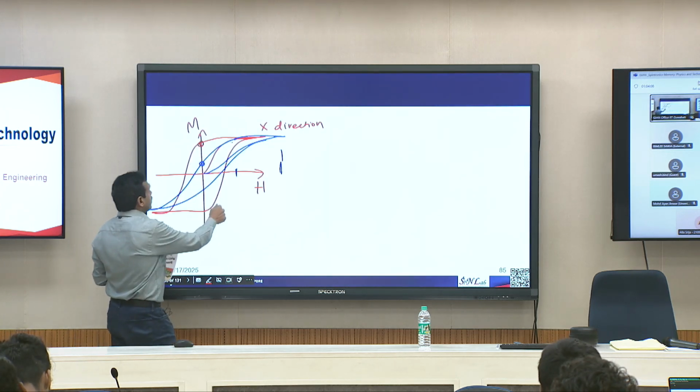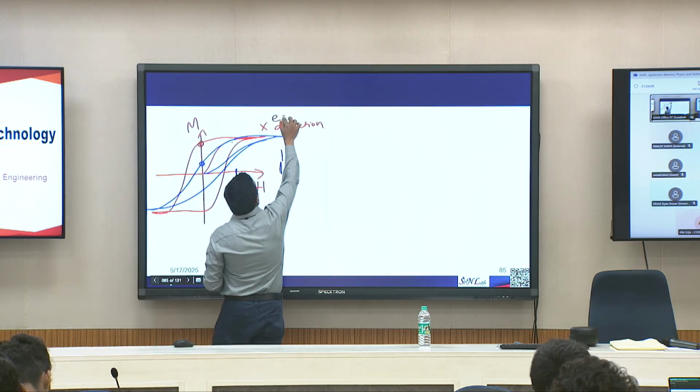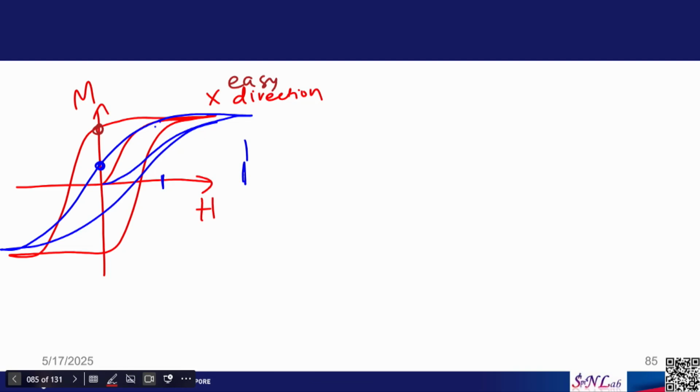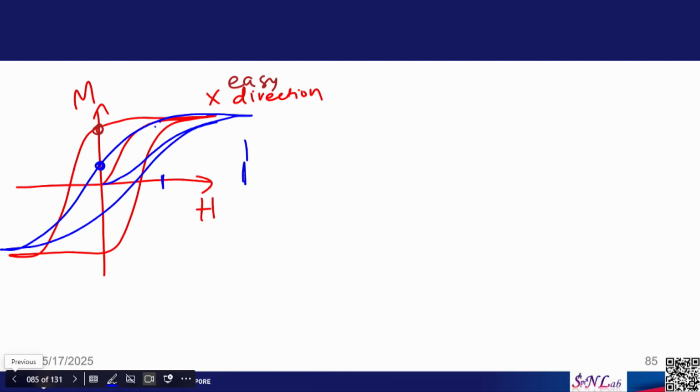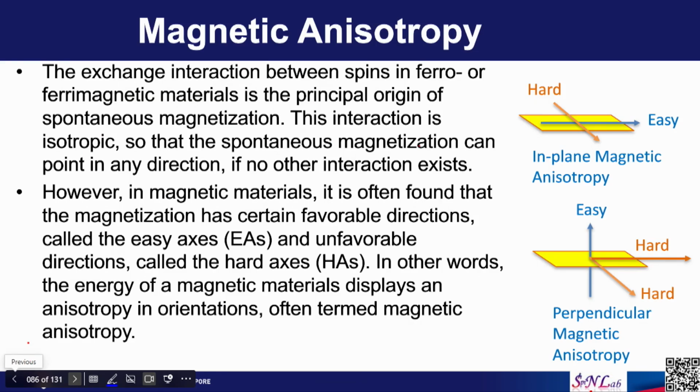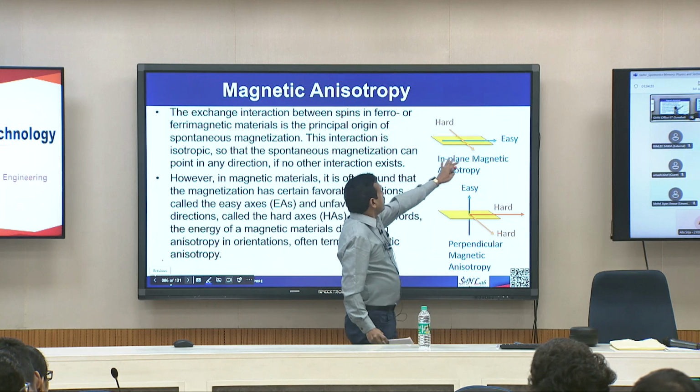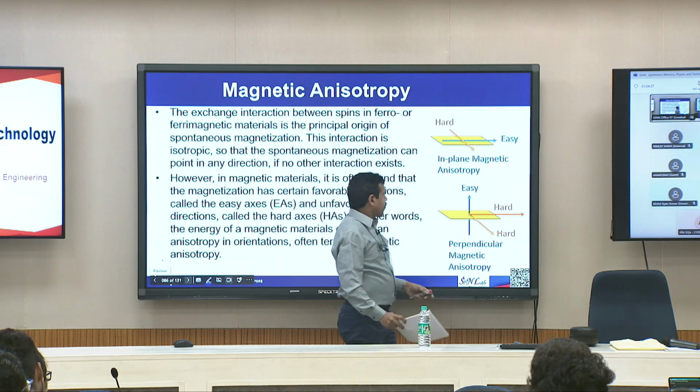So, the red is the easy direction and blue is the hard direction. Hard direction means you need more magnetic field to saturate, easy direction means you need less magnetic field to saturate. Okay. So, you can see the differences in the property. So, this is happening within the plane. So, we call it in plane magnetic anisotropy.